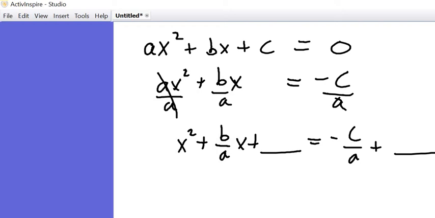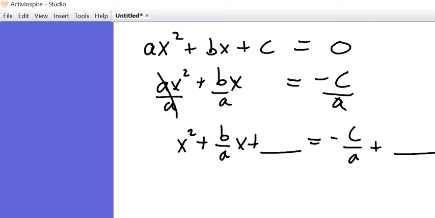Okay, so that's b over a, little b over a. Alright. What are we going to do now? We got to complete the square. Divide it by 2. Now, if I divide b over a by 2, it becomes, well, no, you're close. It becomes b over 2a.